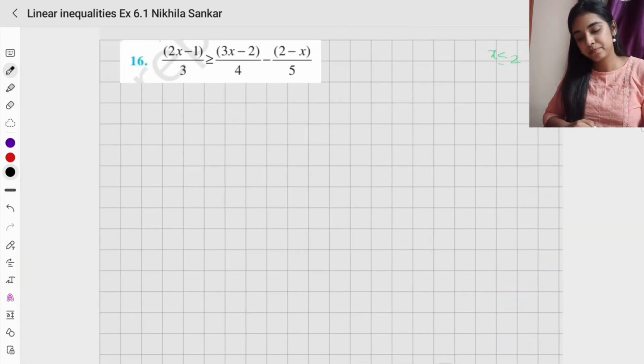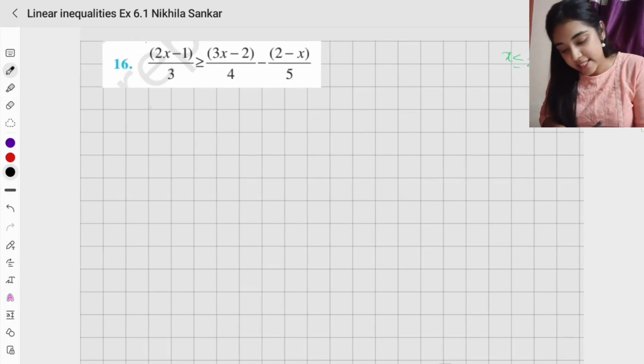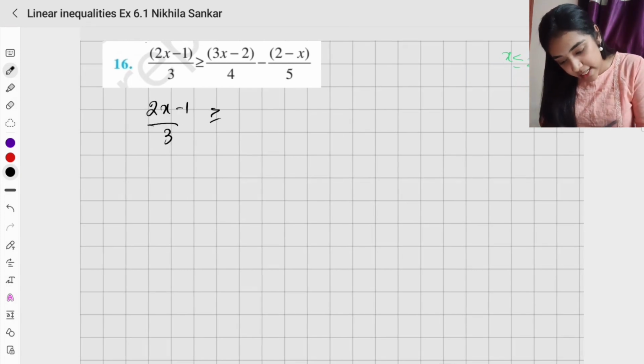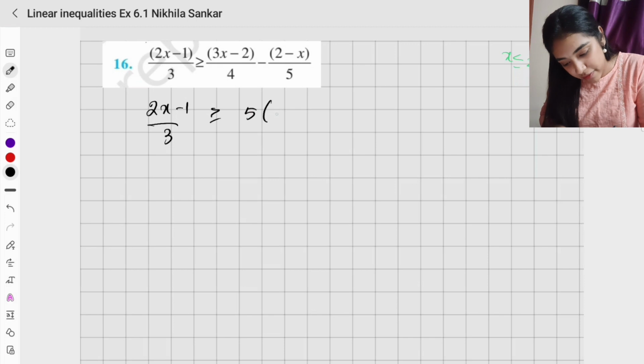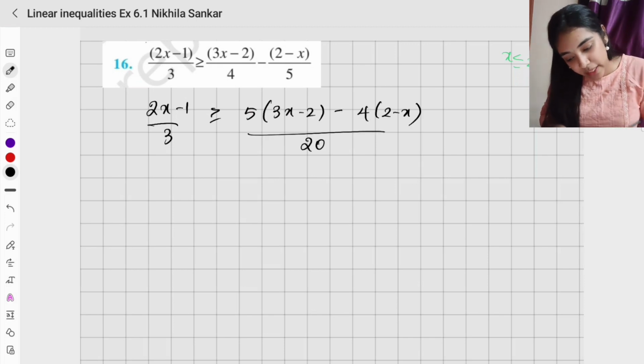Question number 16. In that again I have to take the LCM. So what do I have? (2x minus 1)/3 greater than or equal to, my LCM is 20. So I'm going to multiply by 5. 5 into (3x minus 2) minus 4 into (2 minus x), the whole divided by 20. So I'm going to cross multiply now.